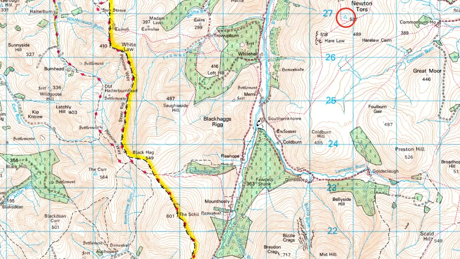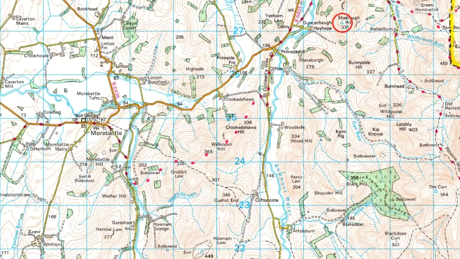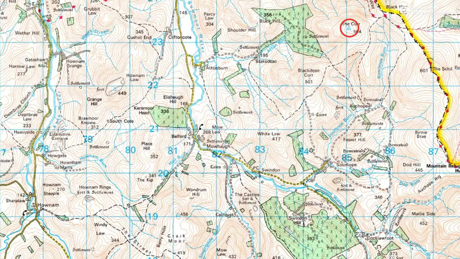We've got trig point here, Newton Tors. So is this the map that we're using? We've got this Stero Hill. So is that the trig point? And we've got the Kerr. So is the photograph taken at that location? So what we need to do is have a look more closely at the photo to start with.